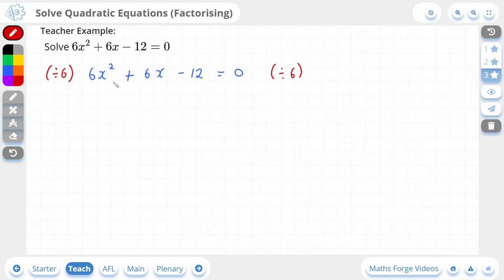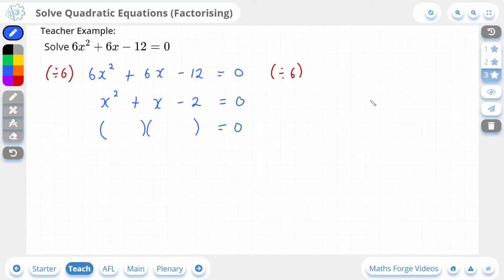And the reason we can do this is because there is a common factor of 6 in each of these terms. I can divide the 6x squared by 6, the 6x by 6, and the 12 by 6. And of course, the 0 divided by 6 stays as 0. So after introducing the divided by 6, we end up with the following. x squared plus x minus 2 is equal to 0. Now we can go ahead and factorize this quadratic trinomial into 2 brackets.